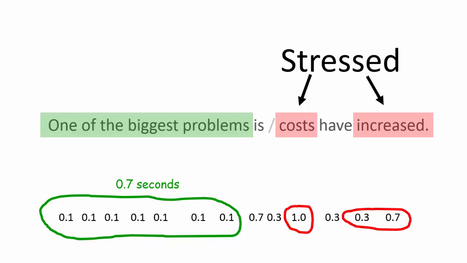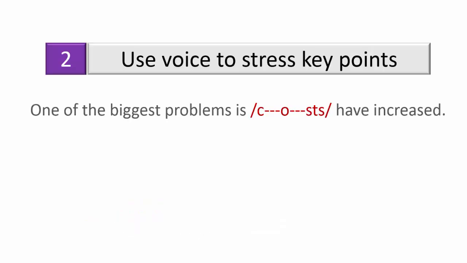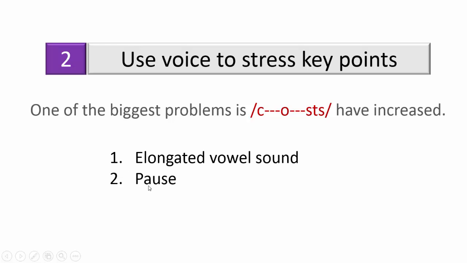So how do you stress words? Let's take a look. Here's the sample sentence. The one way that I'm stressing is I'm using an elongated vowel sound. So one of the biggest problems is costs have increased. So the vowel sound, the O sound, is longer. The next thing is I have a short pause.